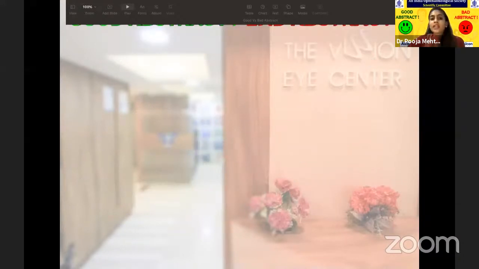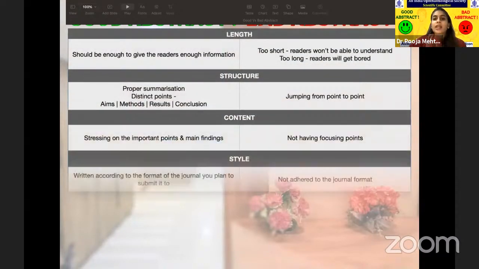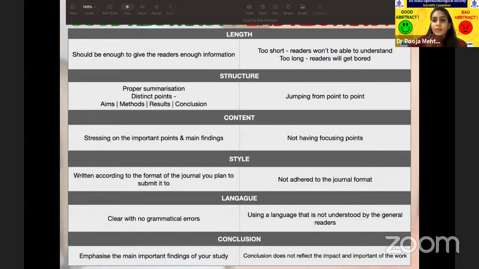So in general, what is the difference between a good abstract and a bad abstract? The length of the abstract should be good enough to give the readers good information. Proper summarization, with distinct points of aims, methods, results, and conclusions, should be mentioned. The content should be important, stressing the important points and main findings. Not having a focusing point makes it a bad abstract.